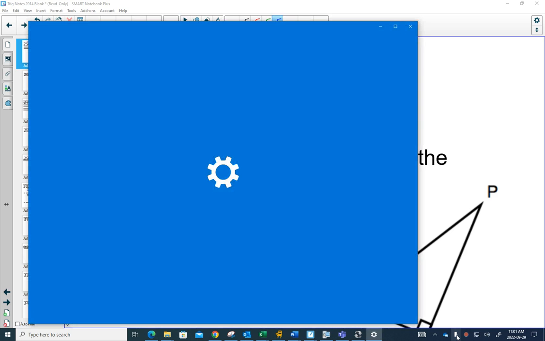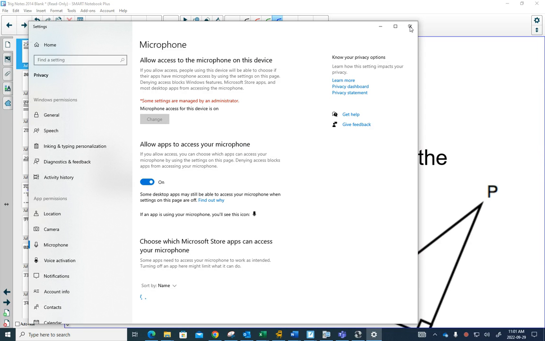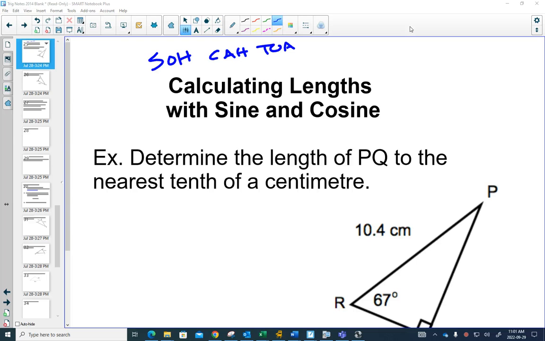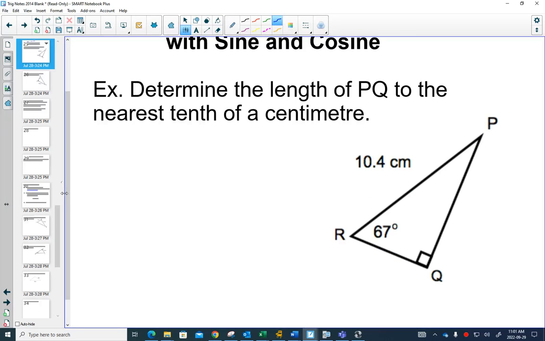So we want to determine the length of PQ. If we were using letters, little letters, would you agree that you would use little letter r to represent P to Q? Always label your hypotenuse.